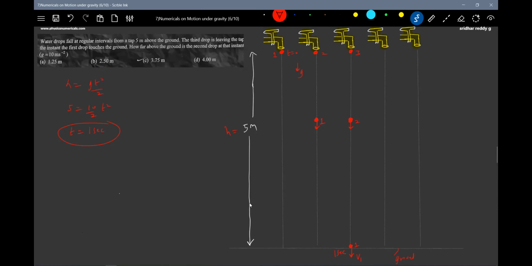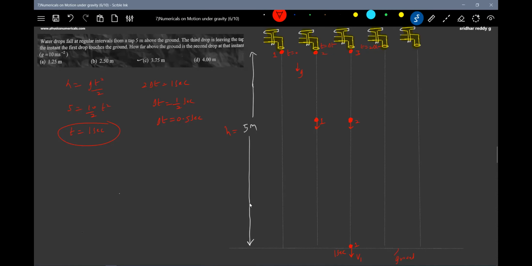Now what about the second drop above the ground at that instant? Since the intervals are regular, delta t has to be calculated. How many delta t's have passed? 1 delta t, 2 delta t have occurred because the intervals are regular. So that 2 delta t is what? 1 second. So delta t equal to half a second, or 0.5 second.